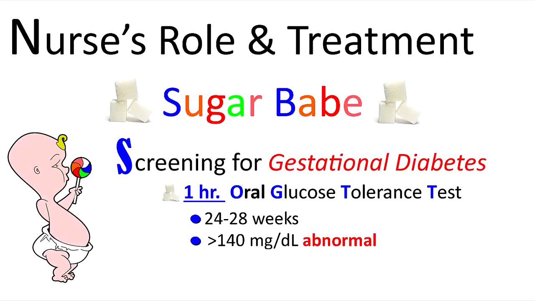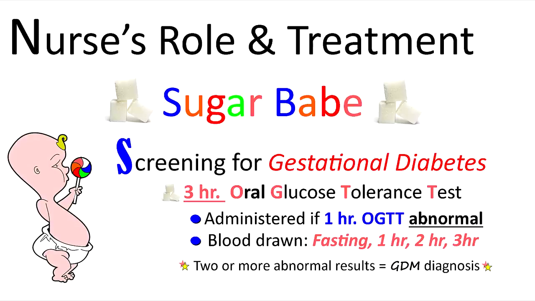If they have this, they will have to take the 3-hour oral glucose tolerance test. They will do this on a different day, not on the same day. For this test, they will fast before it, and they want to follow an unrestricted diet with carbs. They will get their blood drawn at several different times with this one: at fasting, then they'll drink the glucose solution, which is about a 100-gram solution. Then they'll have their blood drawn at 1 hour, then 2 hour, and then the 3-hour mark.